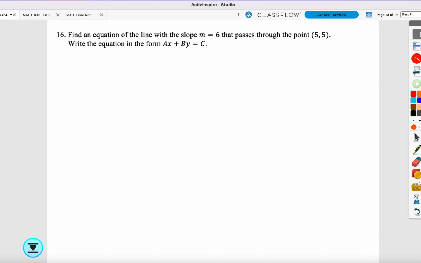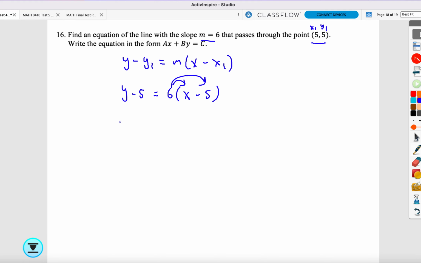All right. Write an equation of the line with slope m equals 6 that passes through the point 5, 5. So here we're going to have to use the point-slope formula. So this is m and this is x1, y1. So the formula is this. We're going to get y minus y1 equals m parentheses x minus x1. So then we're going to get y minus 5 equals 6 parentheses x minus 5. Go ahead and multiply by 6 on both sides. So then I get 6 times x is 6x. 6 times minus 5 is negative 30.